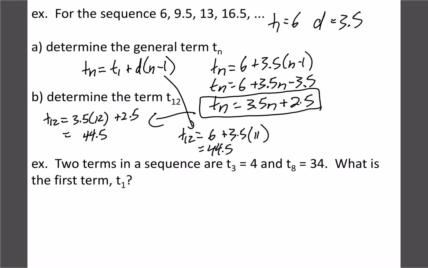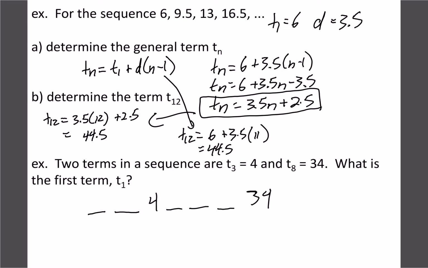It says two terms in a sequence are 4 and 8, and it's asking what's the first term. So let's think about this. The first one we don't know. We don't know the second one. We know the third is 4, 5, 6, 7. We know the last one is 34.